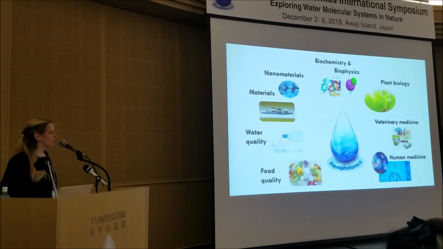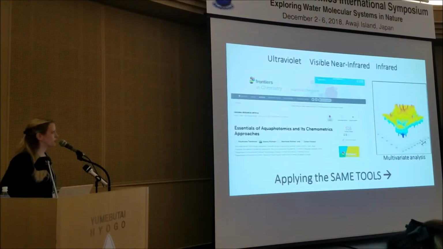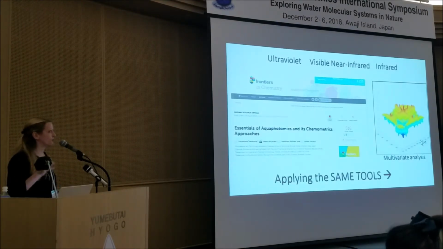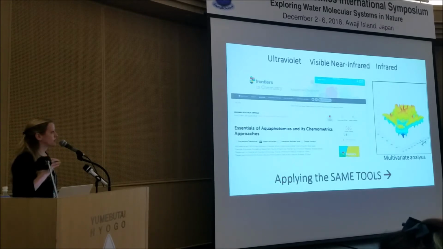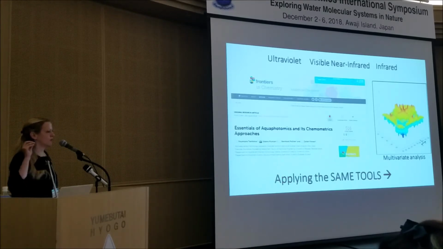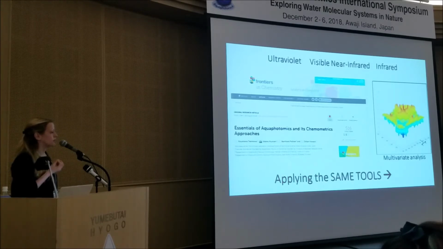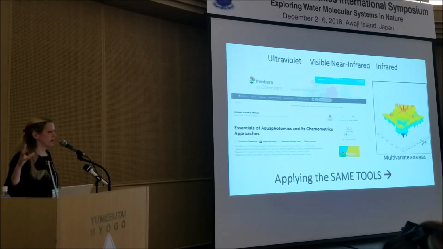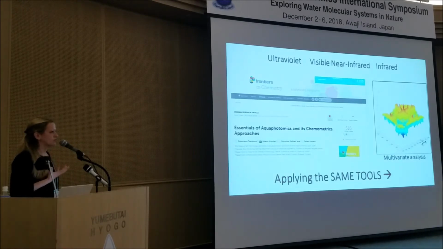And I was exploring this water as a common element using various types of spectroscopy: ultraviolet, mainly visible near infrared, and infrared. With all these different types of spectroscopy, I was applying the same tools that I learned from Professor Tsenkova in the COPE laboratory, NIPS laboratory. These tools can be summarized as multivariate analysis, and all have the purpose of extracting these water absorbance bands to see what water is doing in all these systems and processes that I was interested in.